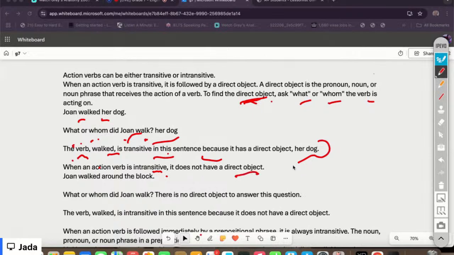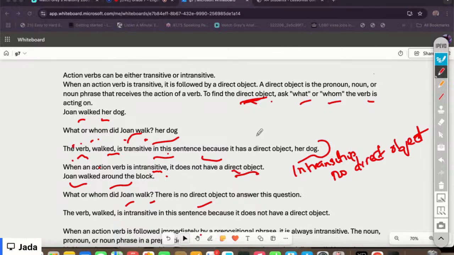So if it is intransitive, no direct object. Joanne walked around the block. Now, what or whom did Joanne walk? There is no direct object to answer the question. So, if it is intransitive, it does not have a direct object. Okay? So, Joanne walked around the block.